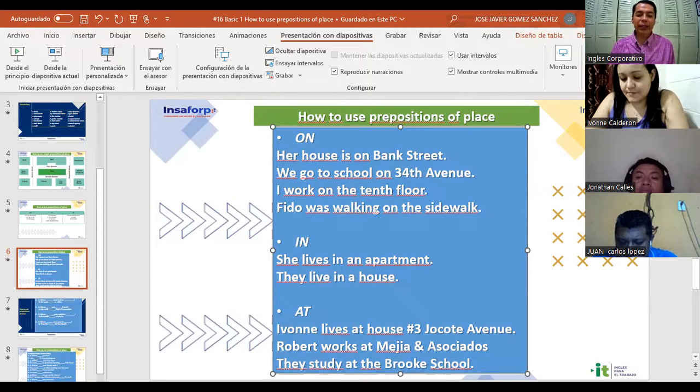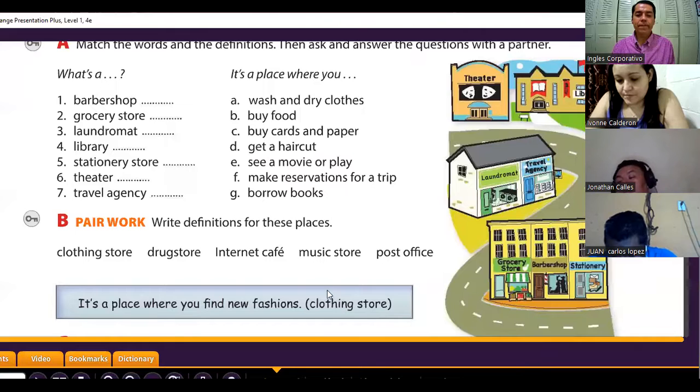But let's check it. I will open it. Give me a second. Voy a abrirlo. Para mientras les voy a dejar un ejercicio en lo que abro. Para ser más específico, teacher, sería la tarea 16. Tarea 16, okay, no problem. Right now, I'm opening. Okay, look at this, right?